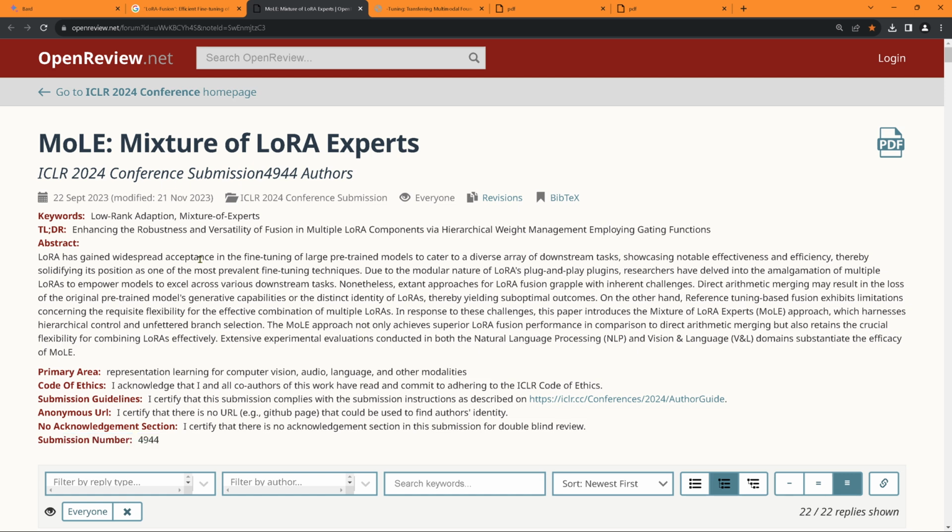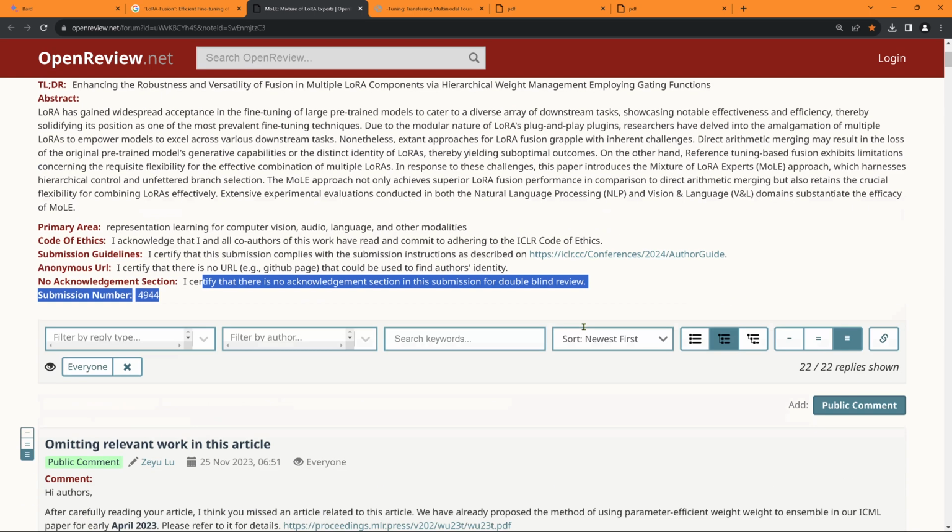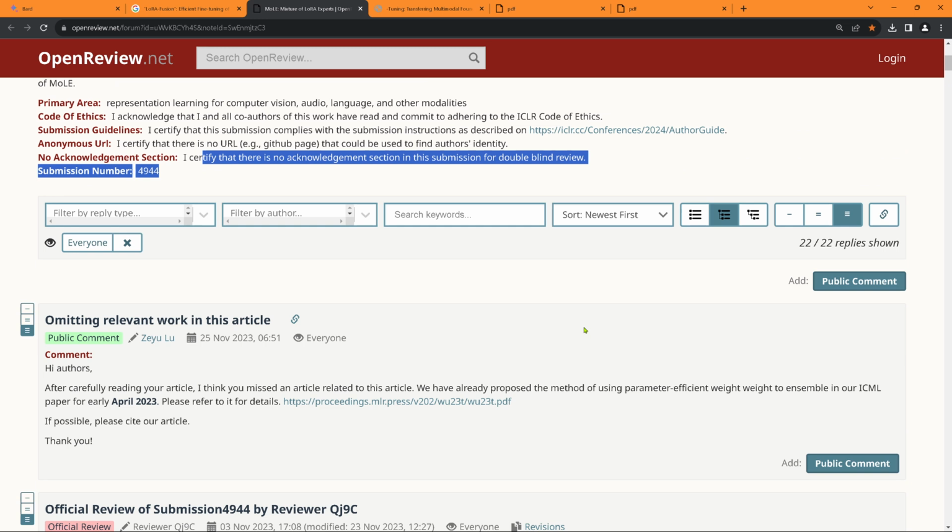4944. So you have an abstract, you have the code of ethics, you have the submission guidelines. I certify, yes, yes, yes. And then let's have a look at the comments that the evaluators of your work do. For example, I look just at the public comments because we are at open source, no private data revealed. So there you have a comment.